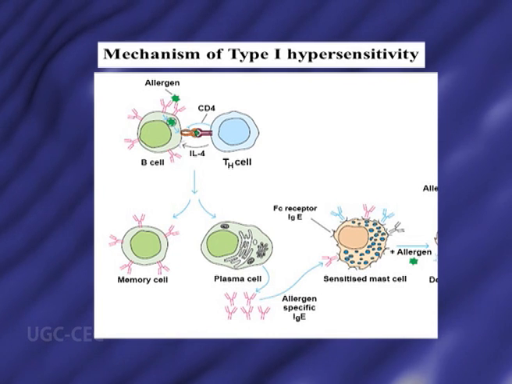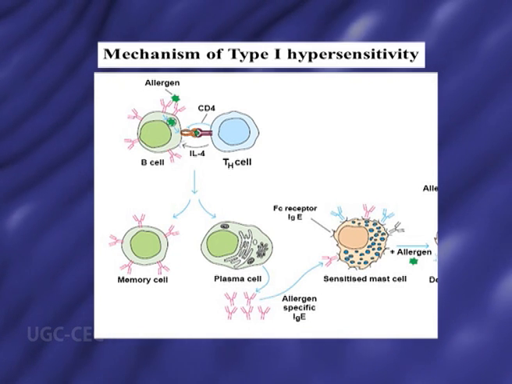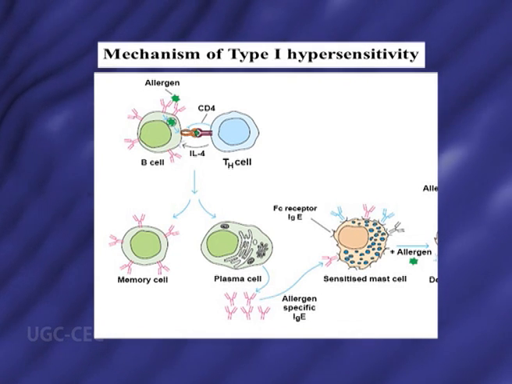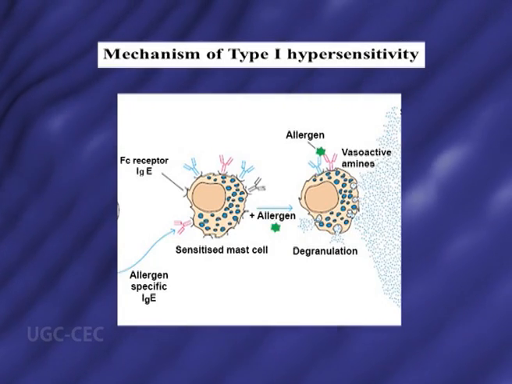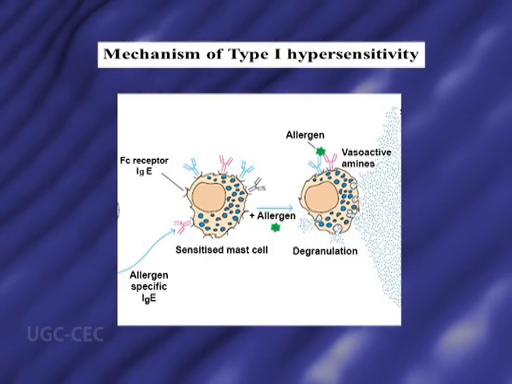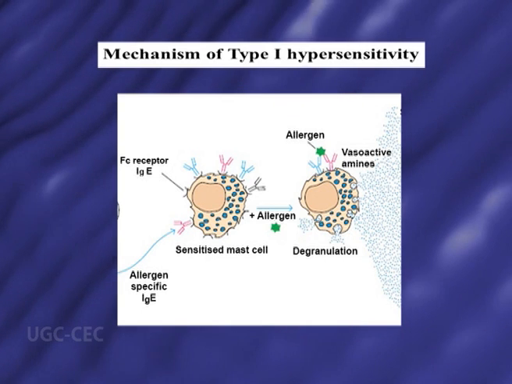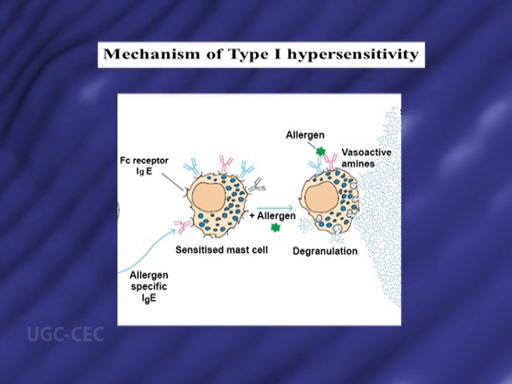Now within 15 seconds of cross-linkage between allergen and IgE molecule, a number of events take place in the cell. A number of different protein kinases get activated, membrane phospholipid methylation takes place, and eventually calcium ion channels form on the membrane. And those calcium channels allow the influx of calcium inside the cell.